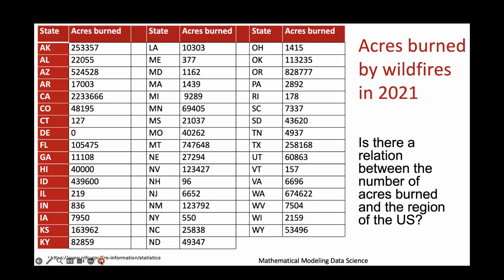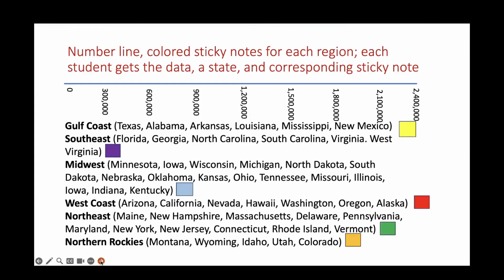And so what I'm going to do is essentially, if you were in a workshop, I would go around and take that data set and give everybody a state and the data for that state, and then a colored sticky note. Depending upon the region of the United States that you were in, you would get a sticky note for that particular color. I've taken some common divisions, so I've got 6 different regions of the United States.